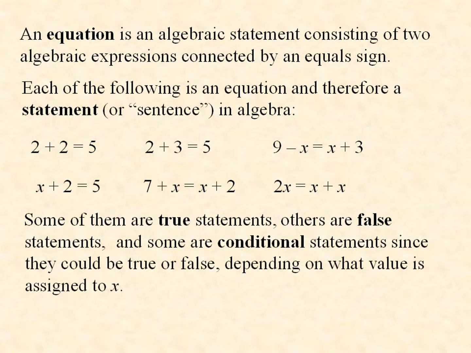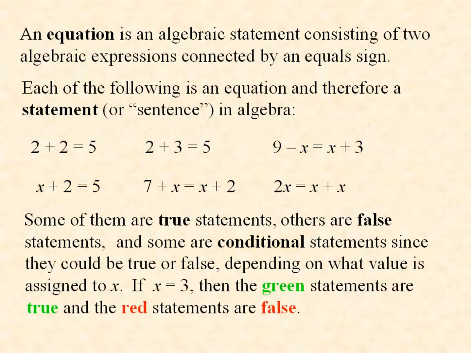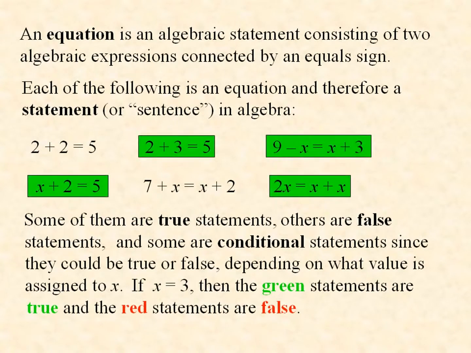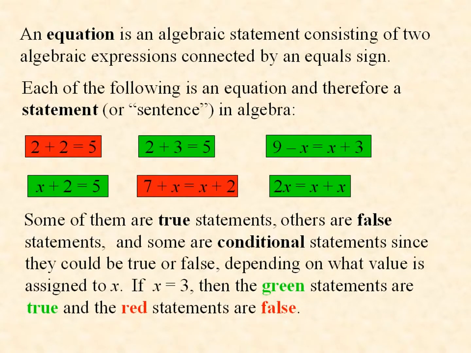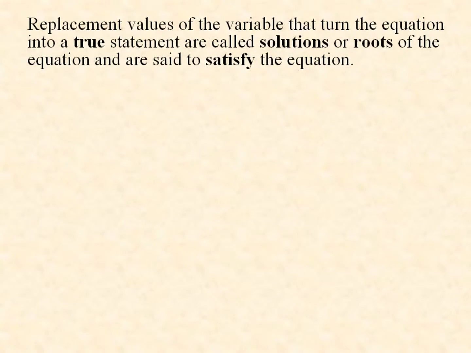And some are conditional statements, since they could be true or false depending on what value is assigned to x. The conditional statements that depend on x are 9 minus x equals x plus 3 and x plus 2 equals 5. If x is equal to 3, then the green statements are true and the red statements are false. Replacement values of the variable that turn the equation into a true statement are called solutions or roots of the equation and are said to satisfy the equation.